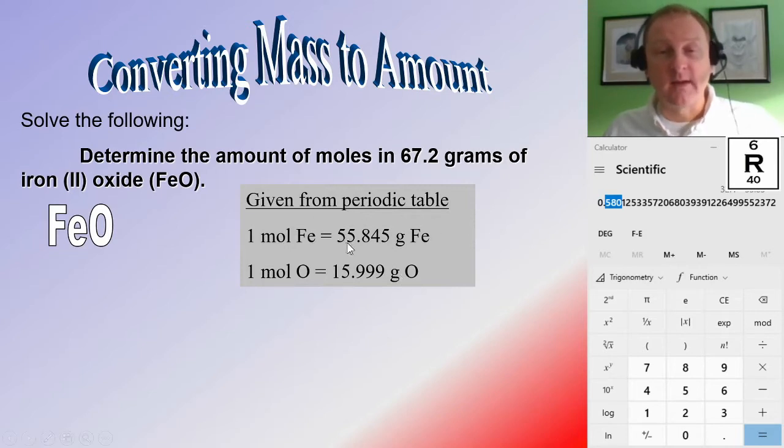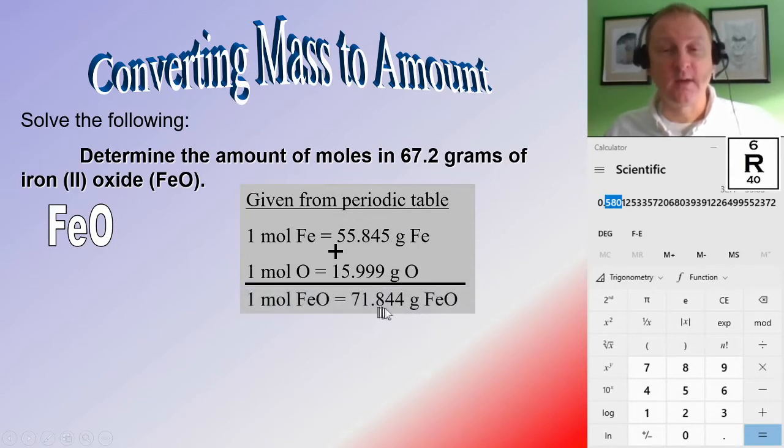So iron has a molar mass of 55.845 grams per mole, and oxygen has a molar mass of 15.999 grams per mole. We get this off the periodic table. We add them all up, and you get the molar mass for iron oxide as 71.844 grams. So I trust that you guys can do this part. You just add up everything in the compound.